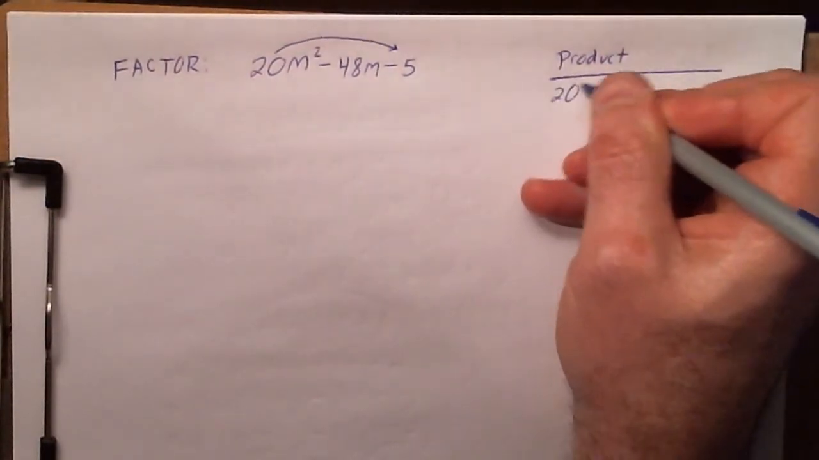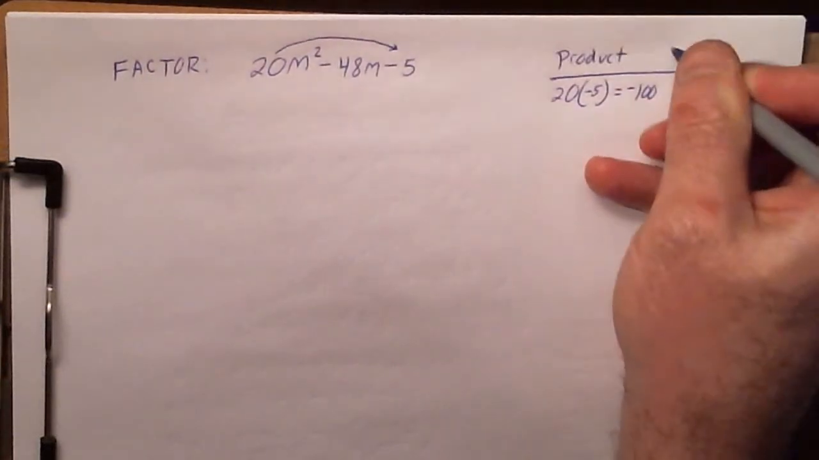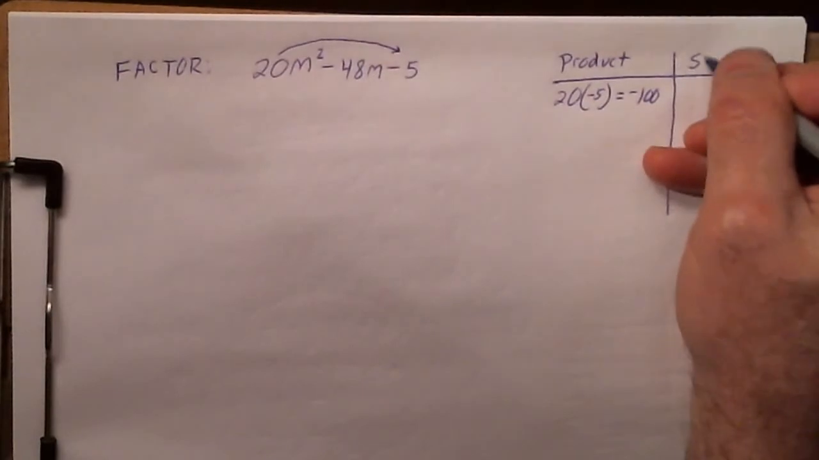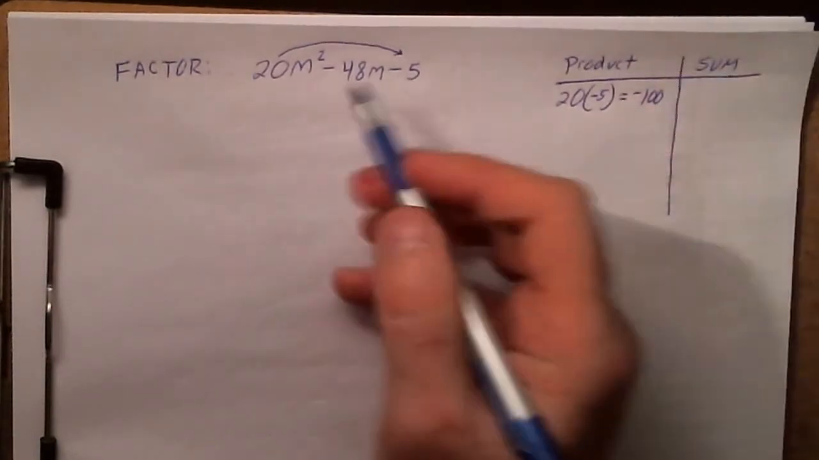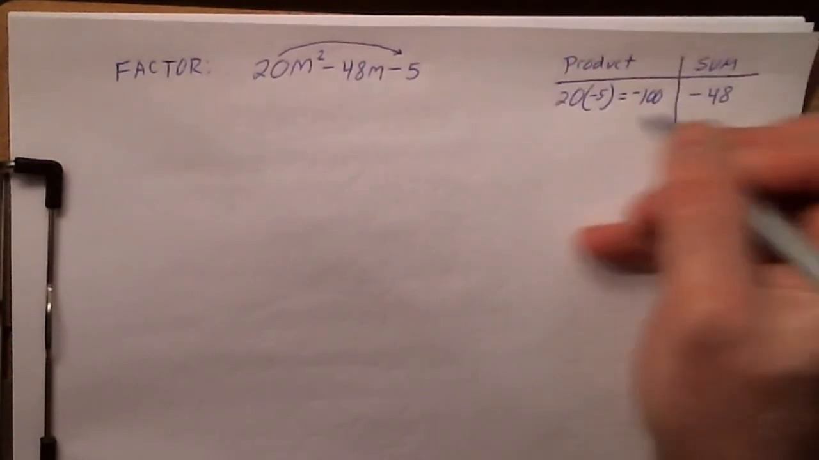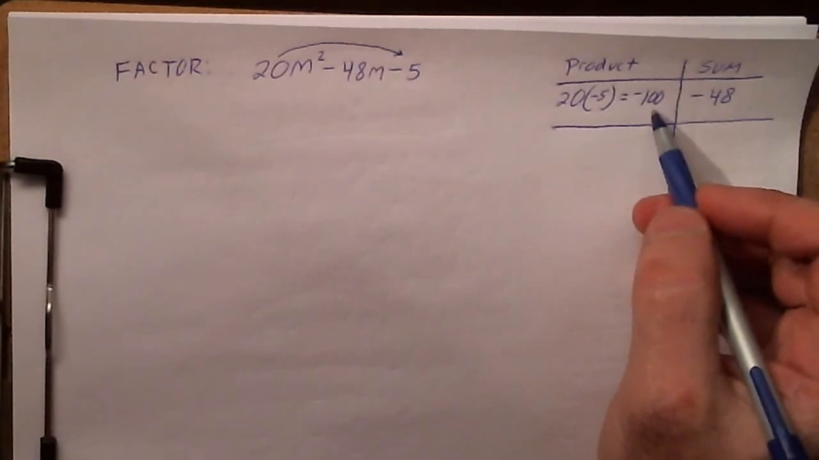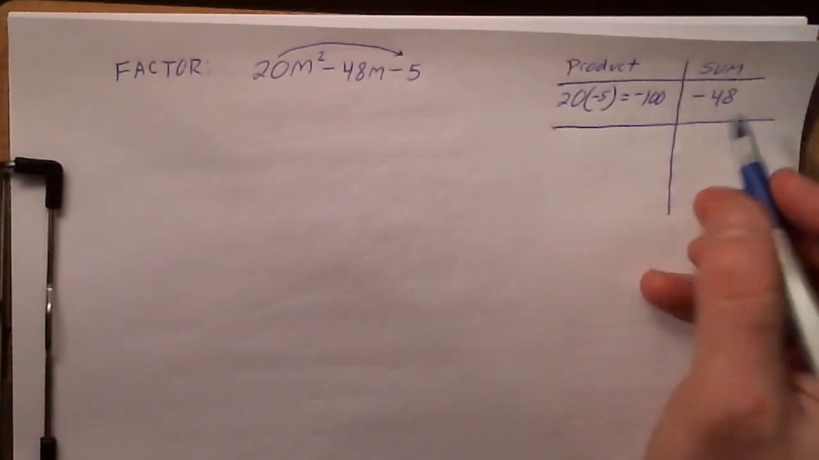So 20 multiplied by negative 5 yields a negative 100. That's your product. And then your sum that we need has to be the middle coefficient, which is negative 48. So the search is on now to find two factors of negative 100 that add up to negative 48.